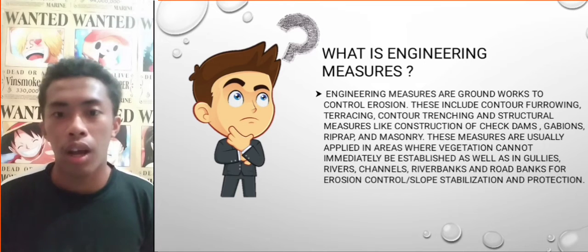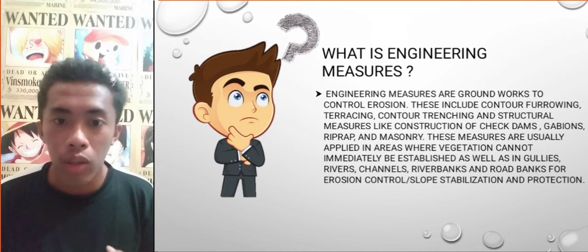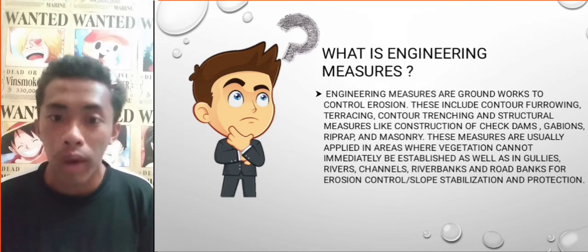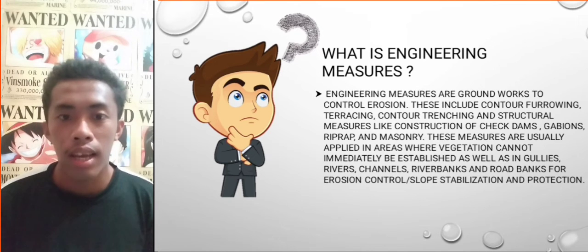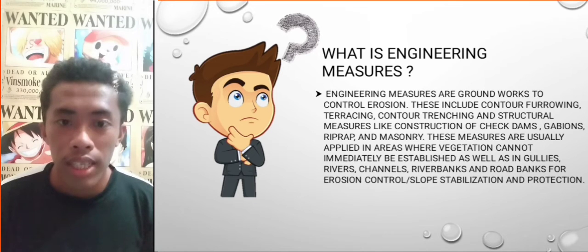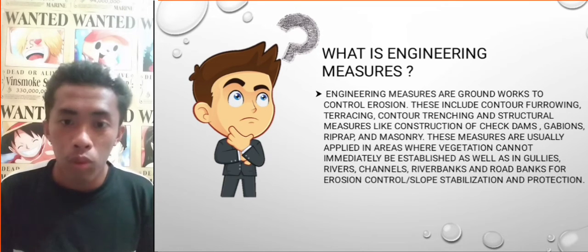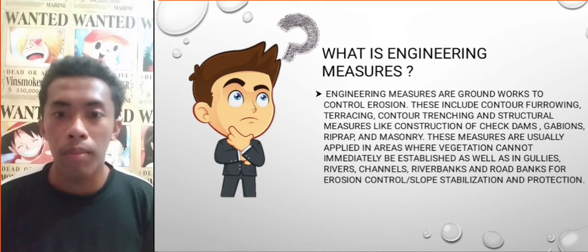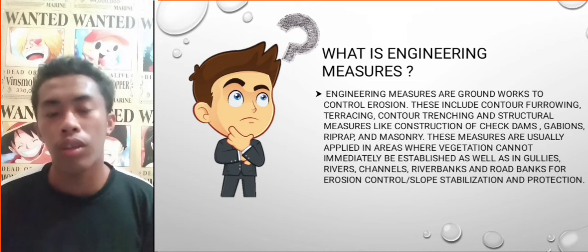These measures are usually applied in areas where vegetation can't be immediately established, as well as in gullies, rivers, channels, riverbanks, and road banks for erosion control or slope stabilization and protection.